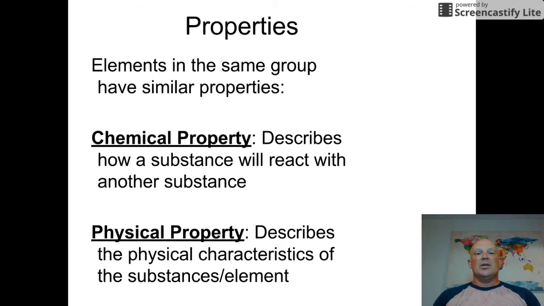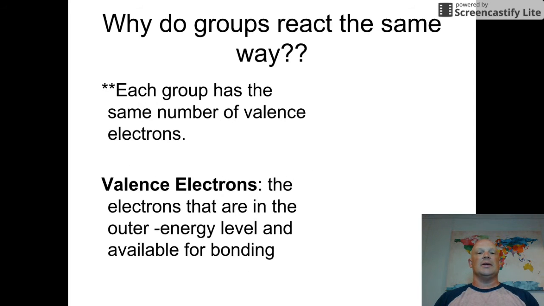So here are some definitions of properties. Elements in the same group have similar properties. Chemical properties describe how a substance will react with another substance. How does it bond together? What are the reactions that take place? Is it explosive? Does it catch on fire? Does it rust? These are chemical properties. Physical properties describe the physical characteristics of substances and elements. Is it hard to the touch? Does it have a similar color or a sheen? Is it shiny? Is it dull? These are physical properties that define what kind of element it is and what family it belongs in.